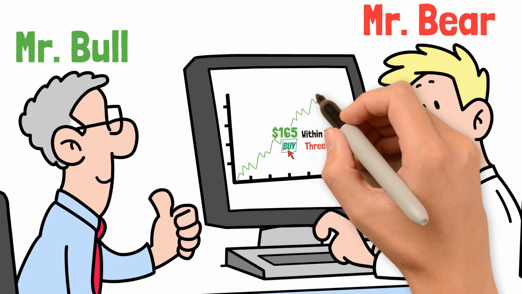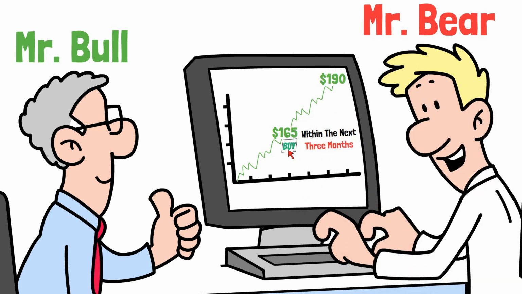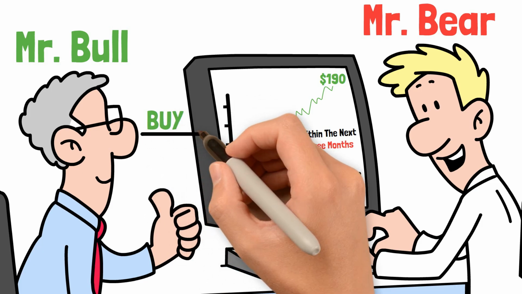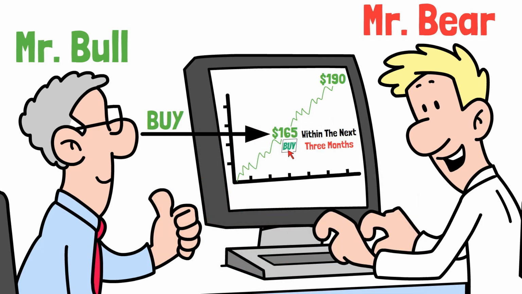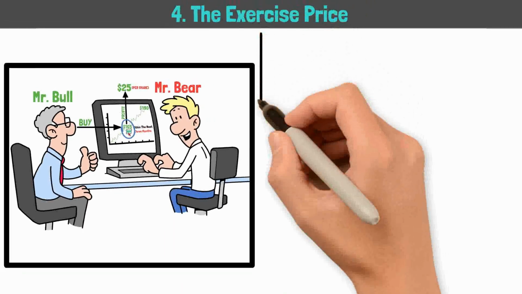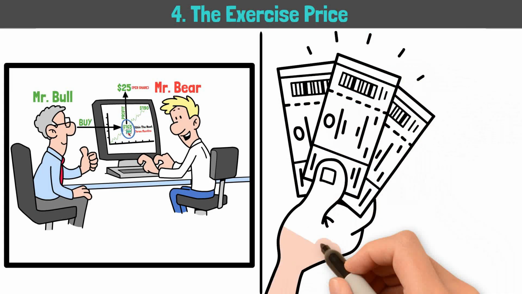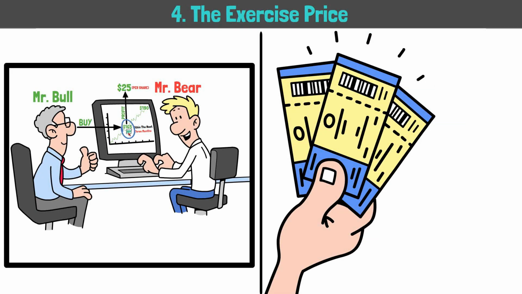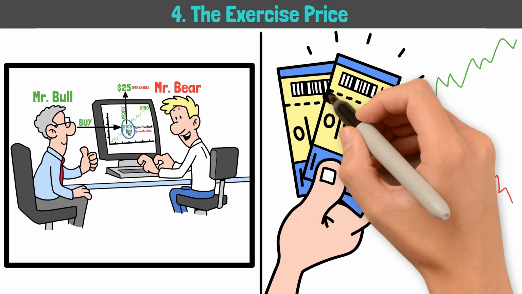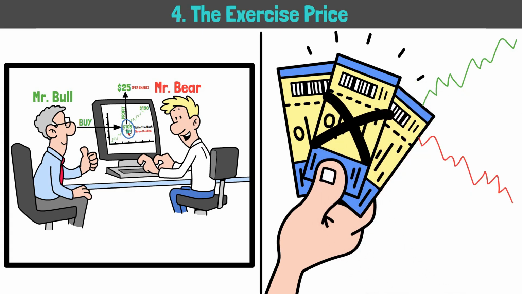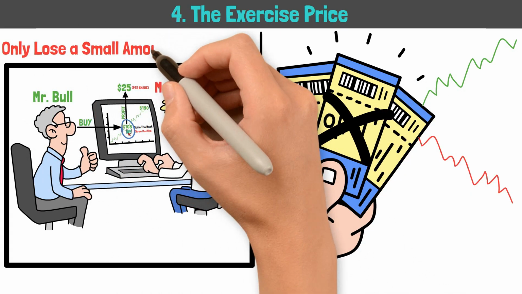Now, if Tesla's stock price climbs to $190, Mr. Bull can still buy it at the much lower price of $165, making a tidy profit of $25 per share. This is because he locked in the lower price earlier with the option. It's like buying a concert ticket at an early bird rate before the prices go up. Because if the price goes up, you've got a great deal. If it goes down, you can decide not to buy the ticket, or in this case the stock, and only lose a small amount paid earlier.